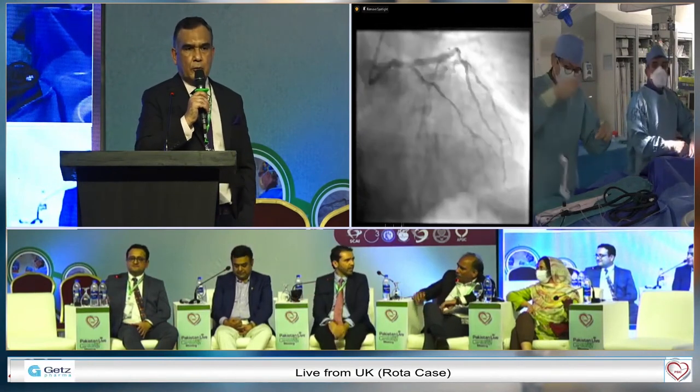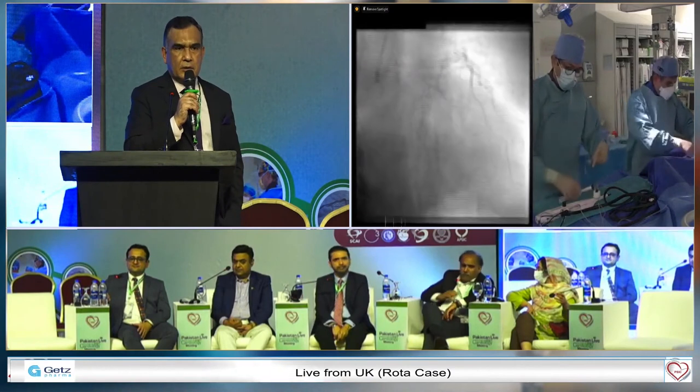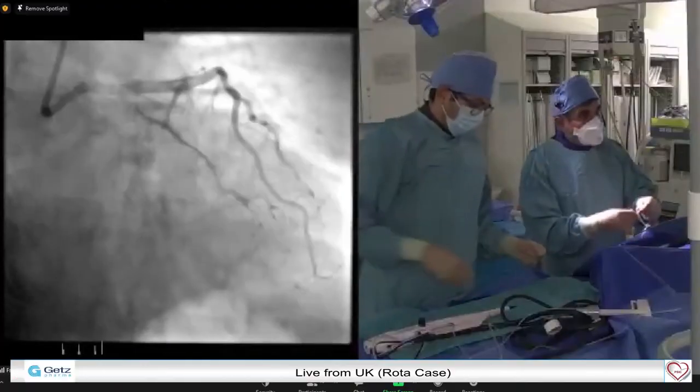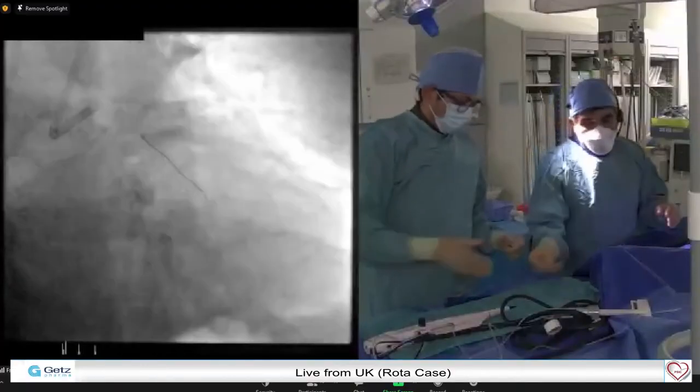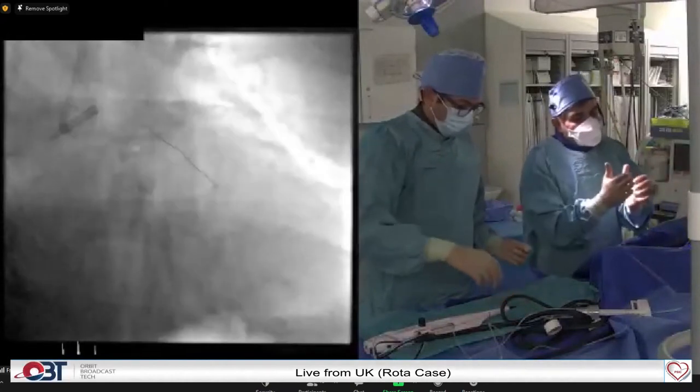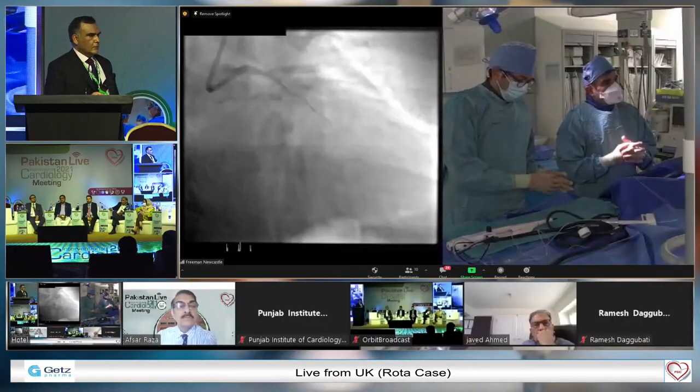I think we are running out of time, and that's an excellent demonstration. Just tell us briefly, very quickly, what's your final strategy? Are you going to now do a DK crush on the left main? Probably not. I'm going to do probably a reverse T here. I'll stent the left main and then go through and just put the stent in the ostium of the circumflex.